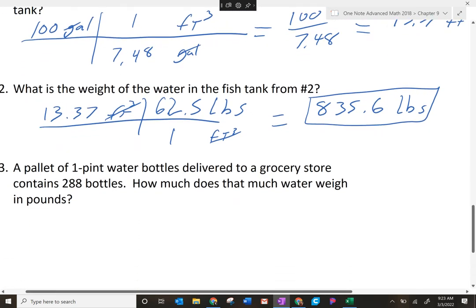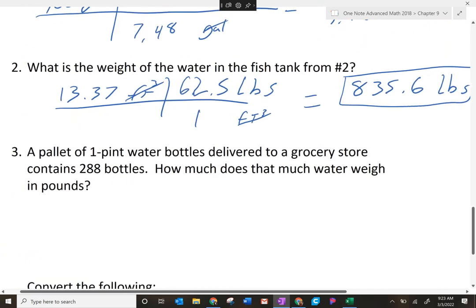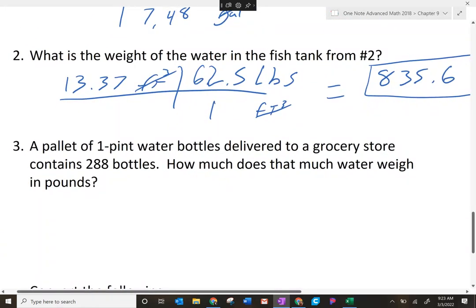Okay, this one, I want you guys to figure this one out. This one's again a realistic example. I've got one pallet of 1 pint water bottles. Each one of those pallets contains 288 bottles. So that's how many pints we're going to have. That's how many they have. I want to know how much does it weigh? We've got a couple steps that you'll go through.